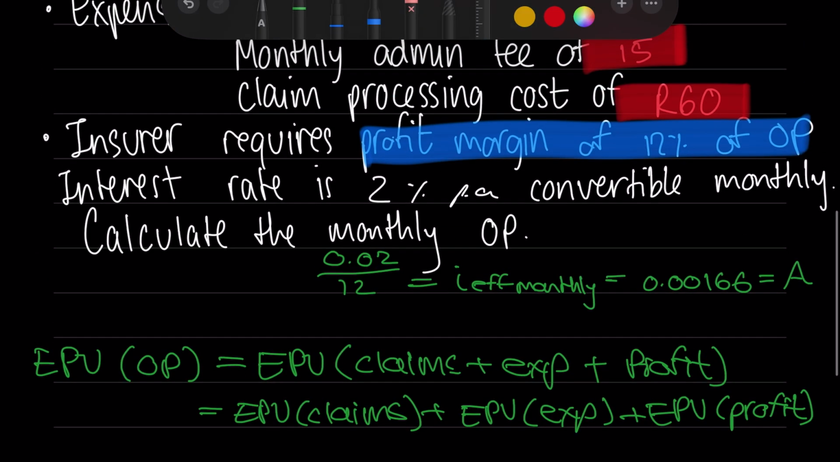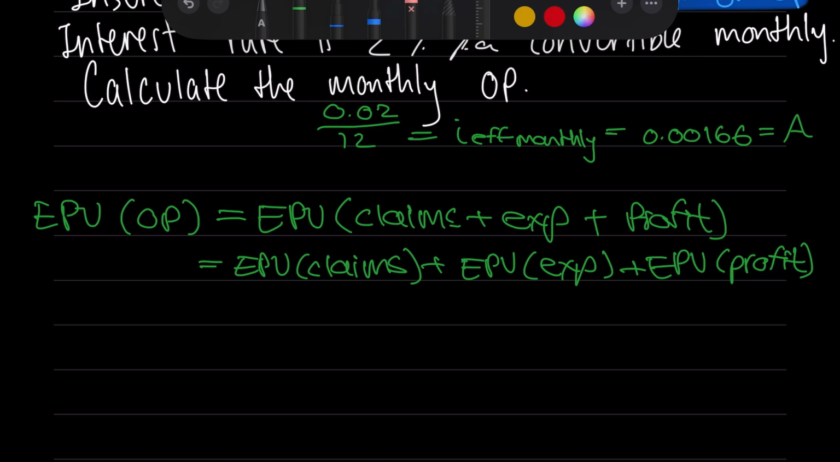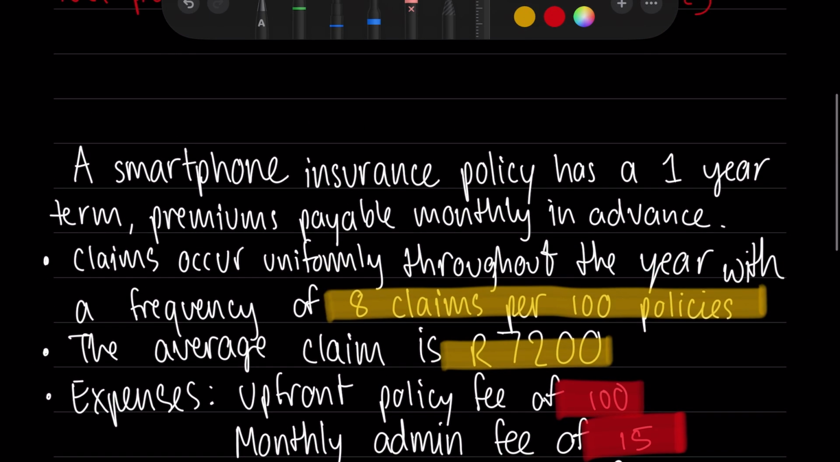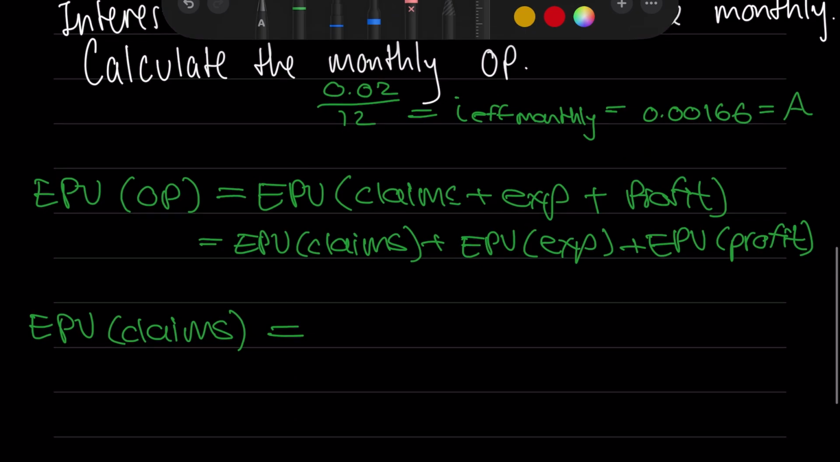And then there's no risk margin mentioned here, so we'll just leave that out. So let's start with calculating the present value of the claims. They said the frequency throughout the year is 8 claims per 100 policies. That means they're expecting claims 8% of the time, 8% times the claim amount of 7,200 that was given.